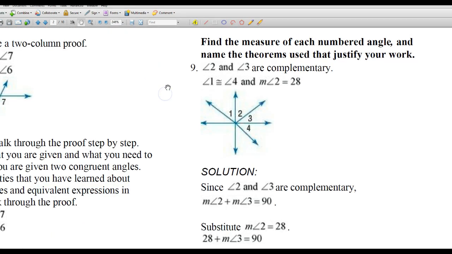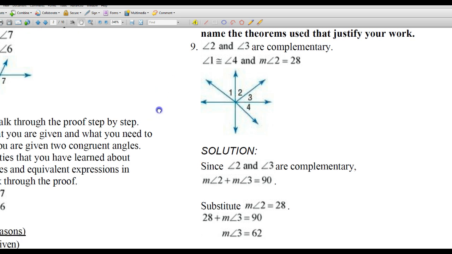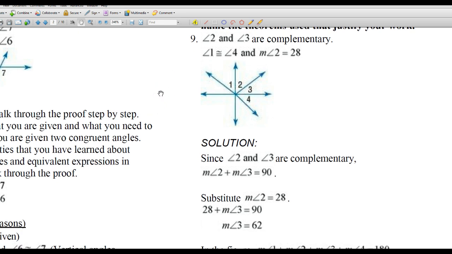Okay, on number 9, we're back to finding the measure of each numbered angle and naming the theorems used that justify your work. So on number 9, we are given that angle 2 and 3 are complementary. We are given that angle 1 is congruent to angle 4, and the measure of angle 2 is equal to 28. So the first thing, since angle 2 and 3 are complementary, we know that they add up to 90 degrees. From here we can substitute in what the measure of angle 2 is, which is 28, subtract 28 from 90, and we get the measure of angle 3 is equal to 62.